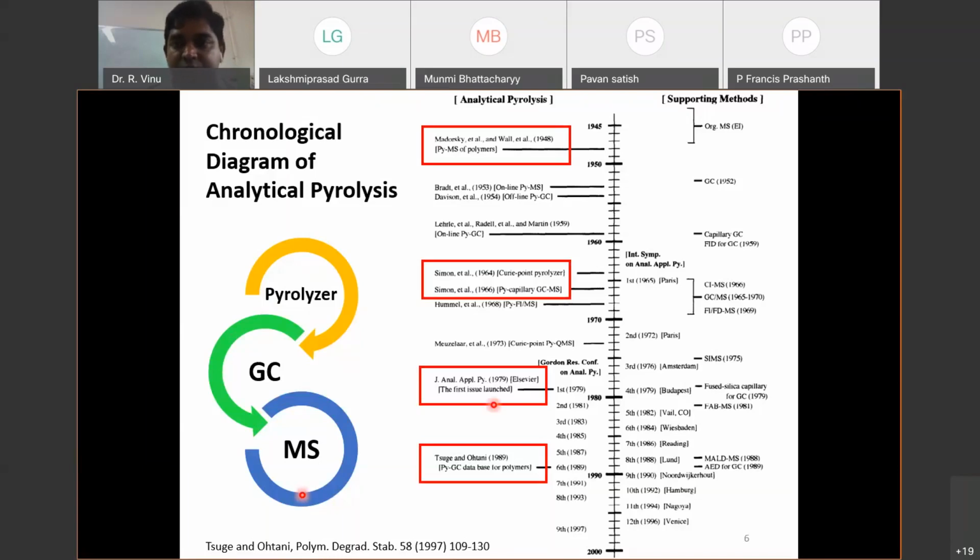On the other side, you can see the development of the various chromatography methods and mass spectrometry. The Journal of Analytical and Applied Pyrolysis, JAAP, launched its first issue in 1979, and from then you can see a wide variety of papers on analytical pyrolysis GCMS applied to a wide variety of materials, not just synthetic polymers or biomass, but also a lot of composites and functional materials.